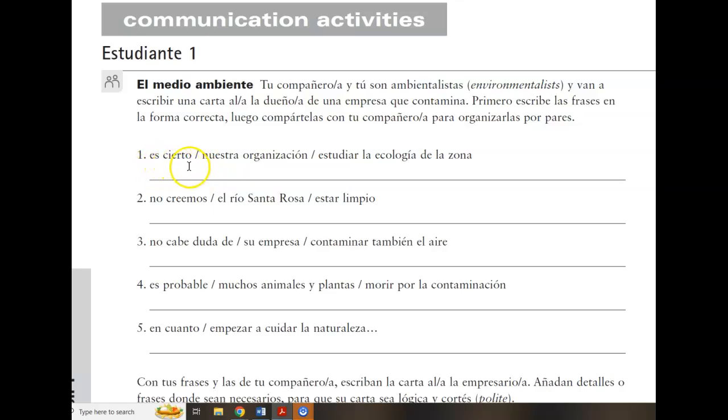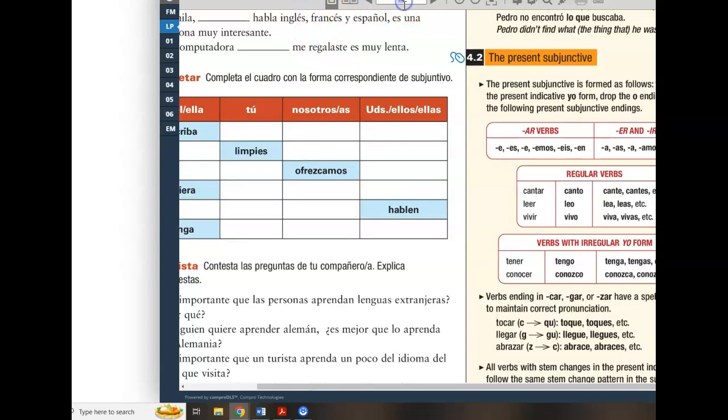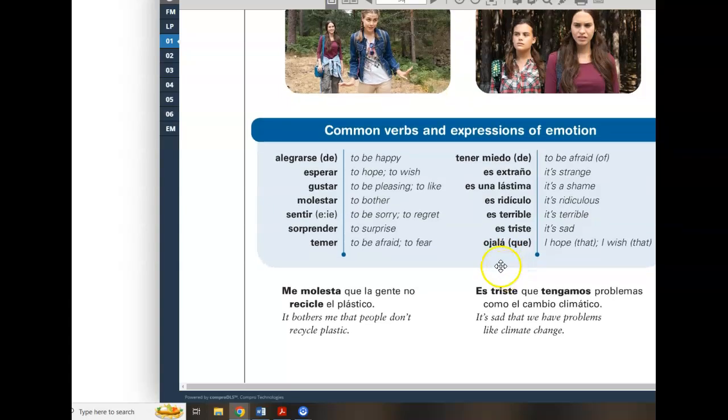Es cierto, nuestra organización estudiar la ecología de la zona. It is certain or true that our organization studies ecology of the area or zone. So in the subjunctive mood, and all of these are subjunctive statements there at the very beginning. So in between this statement, which is an expression in the subjunctive, if we go back to page 30 of the textbook, that comprehensive glossary of expressions used in the subjunctive. This isn't an exhaustive list, these are just examples, but es cierto would be one of those impersonal constructions, right?